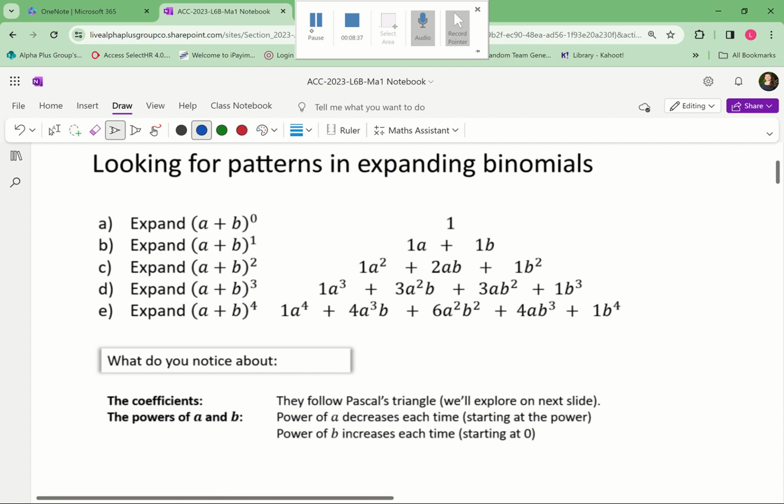What do you notice about the coefficients? They follow Pascal's triangle, which we're going to explore on the next slide. And the powers of a and b, we also said that the powers add up in each term to the power on the original brackets.